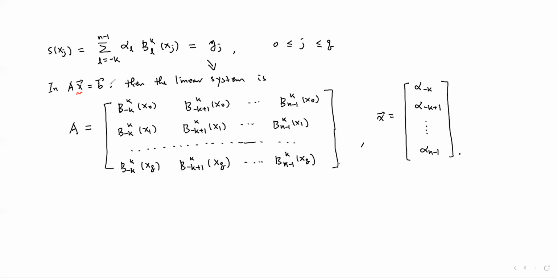How about the right side? B is, when J is 0, Y0. When J is 1, Y1. And when J is Q, YQ. Solve this linear system, then we have alpha.